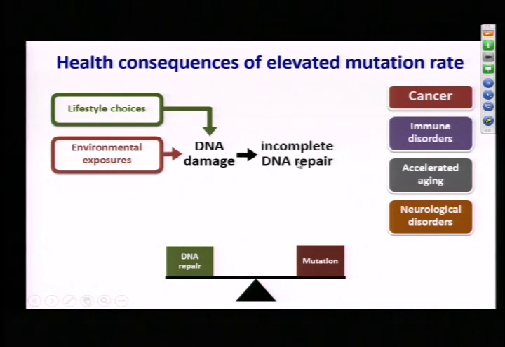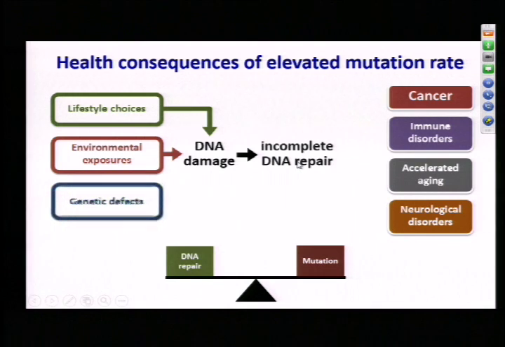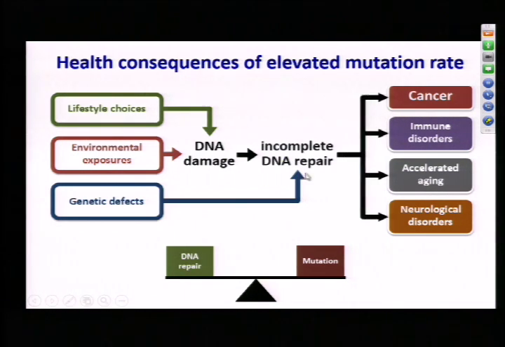But occasionally we can have incomplete DNA repair, and those things can be increased if you have genetic defects in some of the proteins involved in DNA repair. As those things accumulate in our cells, they're thought to contribute to a number of different disease states, including cancer, some immune disorders, accelerated aging, and maybe even some neurological disorders. So we're constantly facing this sort of balance between DNA repair and mutation.